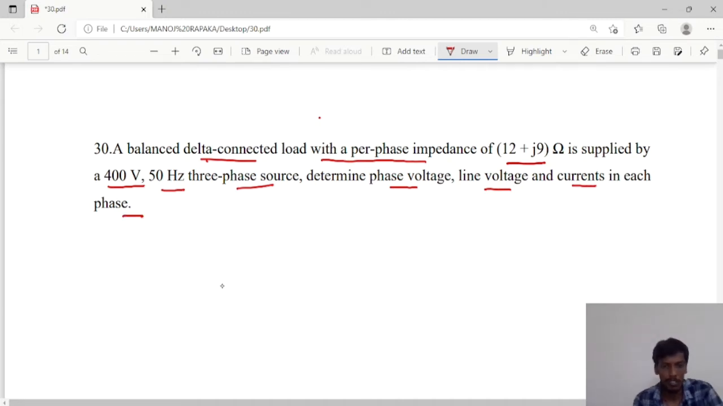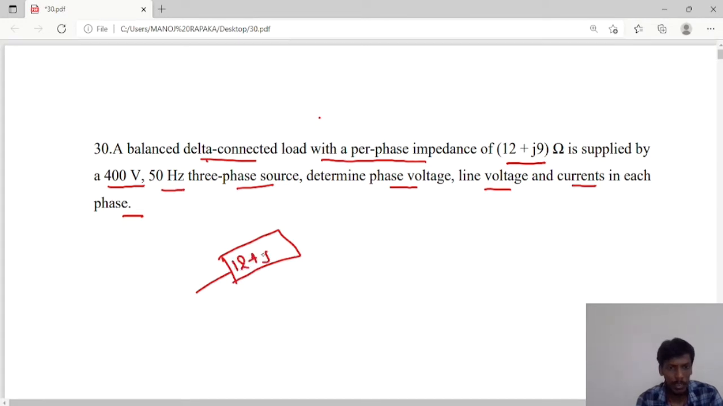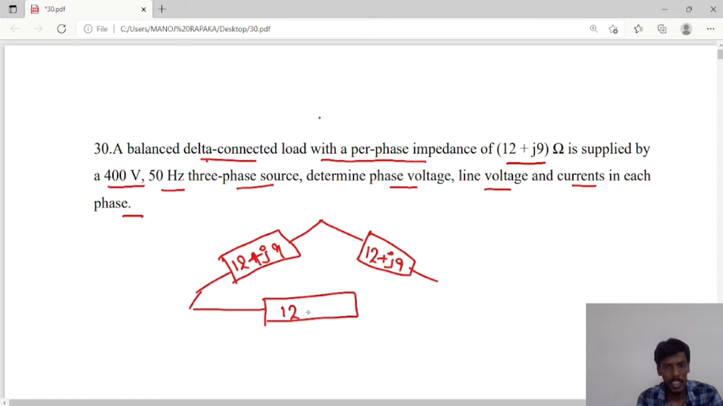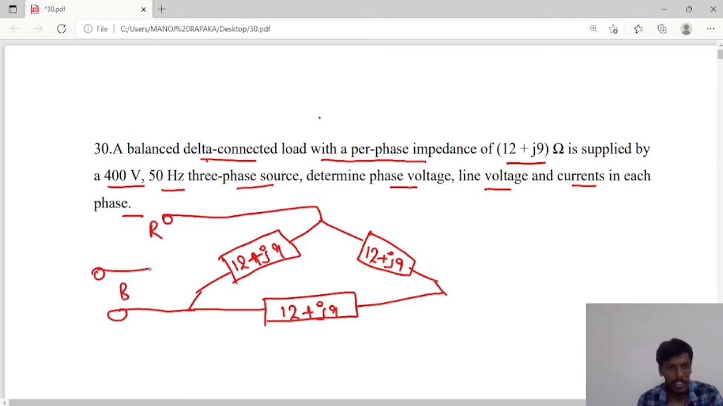First we will draw the phasor diagram. The load is connected in delta, so I am drawing 12 plus j9 ohms in each of the R phase, Y phase and B phase, and naming each phase R, Y and B.